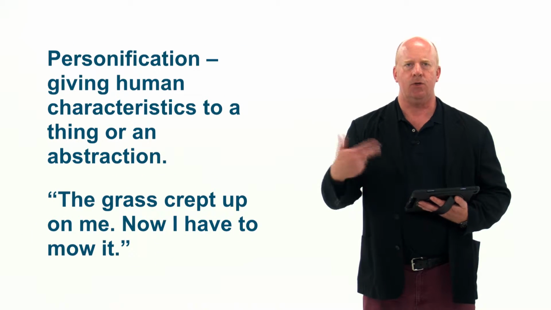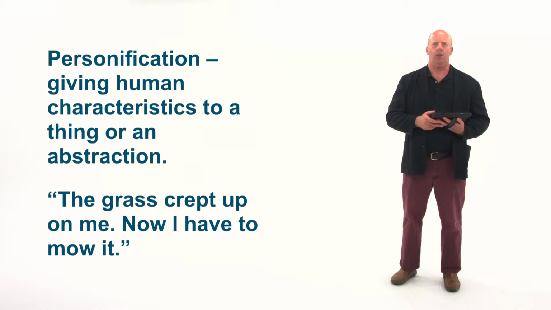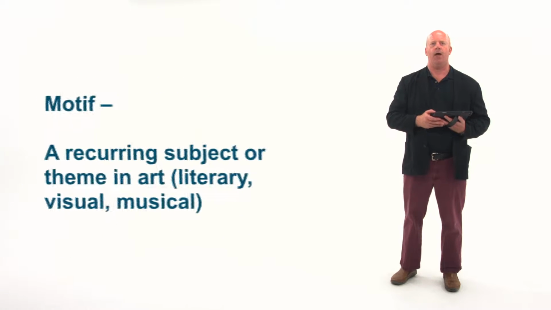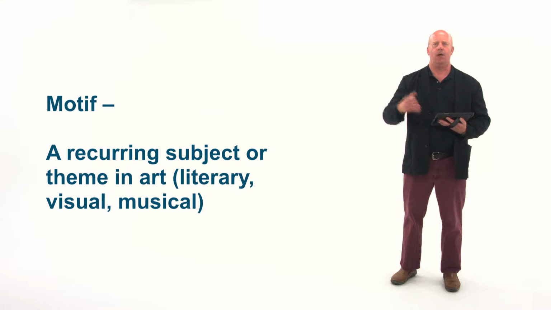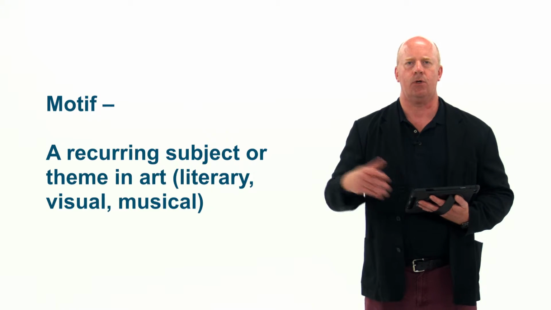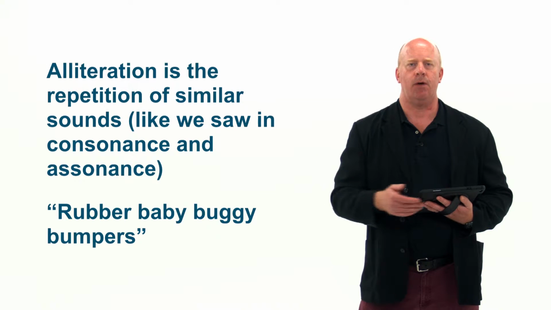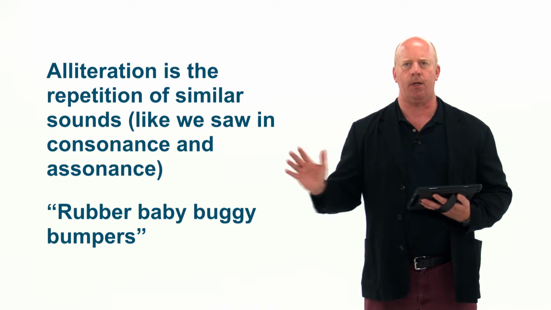Personification is giving human characteristics to a thing or an abstraction. The grass crept up on me, or now I have to mow it. No, it's the idea of the grass crept up, personifying that there. Motif, this is a word that we've run across. It's a recurring subject or theme in art, literary, visual, or musical. In this sense, obviously, it's going to be for literature. Alliteration is a repetition of similar sounds. The rubber baby buggy bumpers.